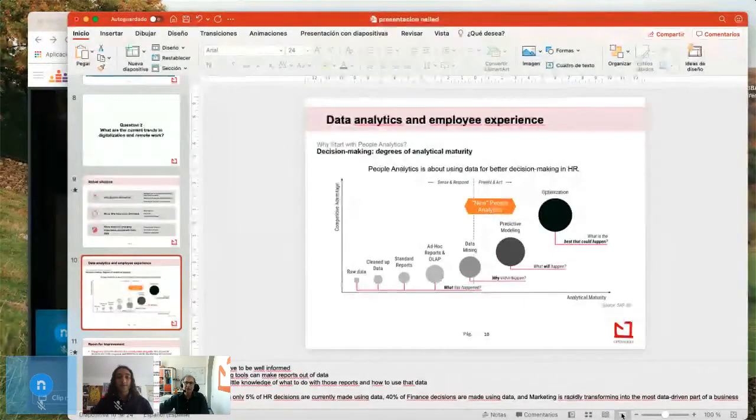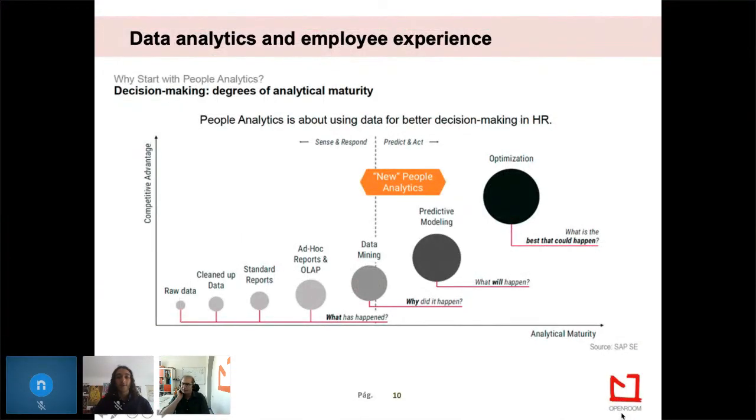Let me share some ideas also here in this part. Please. I will try to share my screen again. I think this one. And here hopefully you will see this from SAP.